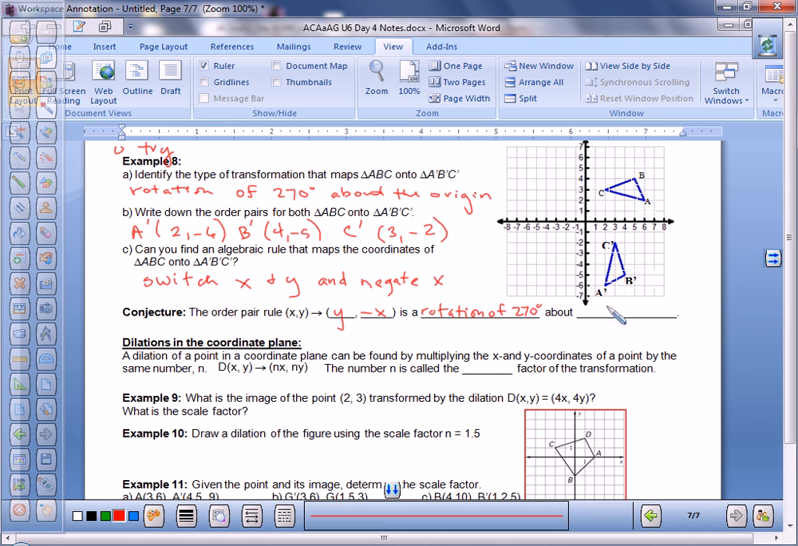All right, when you're ready, check it. How do you know when you switch that? Well, this was one of those where you just had to look at it. On this one, A was 6, 2. On this one, A is 2, negative 6. So they switch.